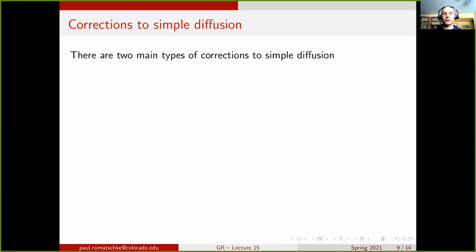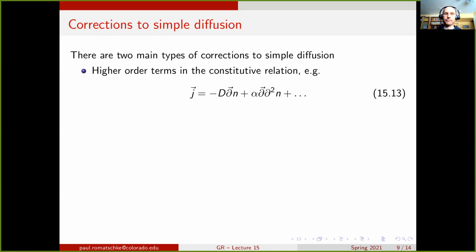Let me now elaborate a little bit on the answer to the first question, namely, what are possible corrections to the simple first order diffusion equation that I discussed on the last slide. I already mentioned that in order to write down the constitutive relation, meaning the relation between the current density J and the charge density n, in the simple diffusion equation, we truncated this relation at first order, but in principle, there can be higher order correction terms. I've written down another correction term in here.